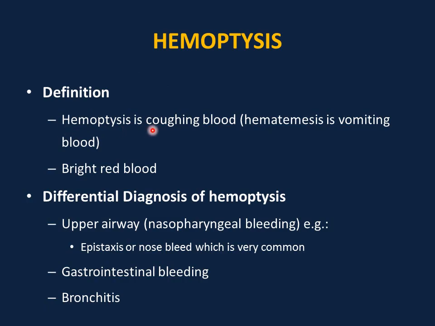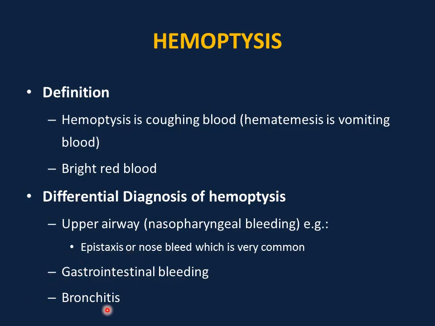Hemoptysis. Hemoptysis is coughing blood, but hematemesis is vomiting blood. The hemoptysis is usually bright red in color. Hematemesis is dark in color because of mixing with acid in the stomach. Differential diagnosis of hemoptysis is upper airway. This is the most common presentation, especially in healthy children, which is nasopharyngeal bleeding, for example epistaxis or nosebleed. This is very common. So if any child is coughing blood or even vomiting blood, check the nose first.